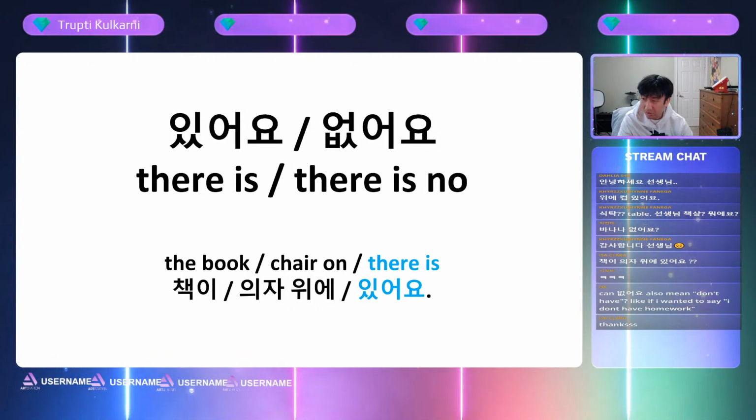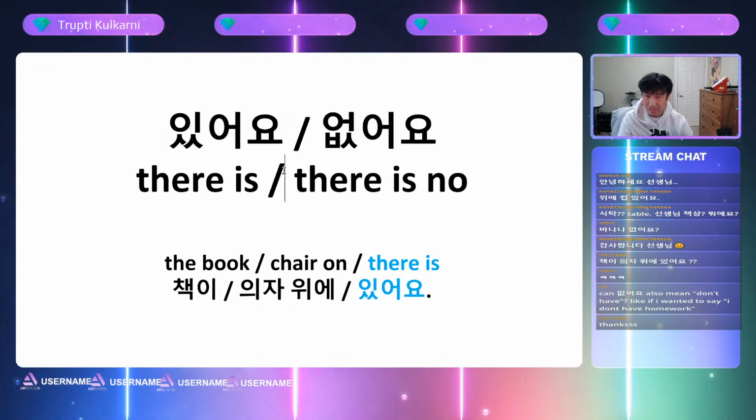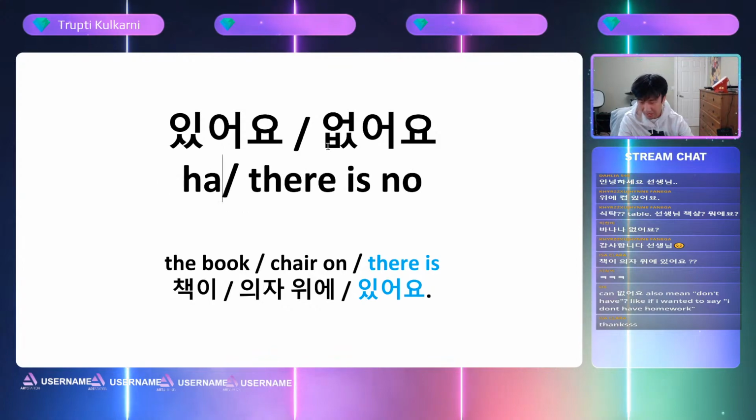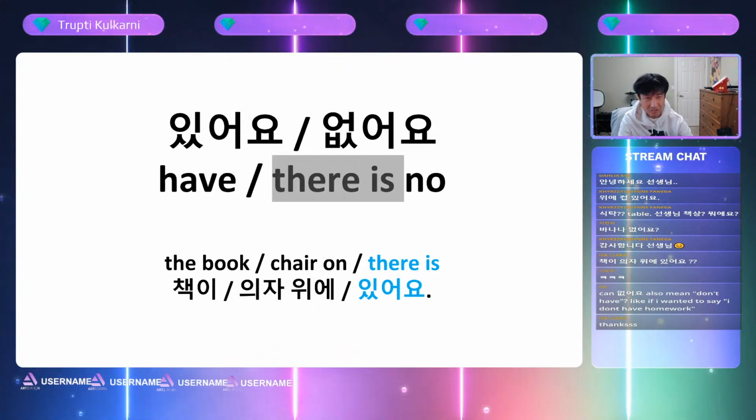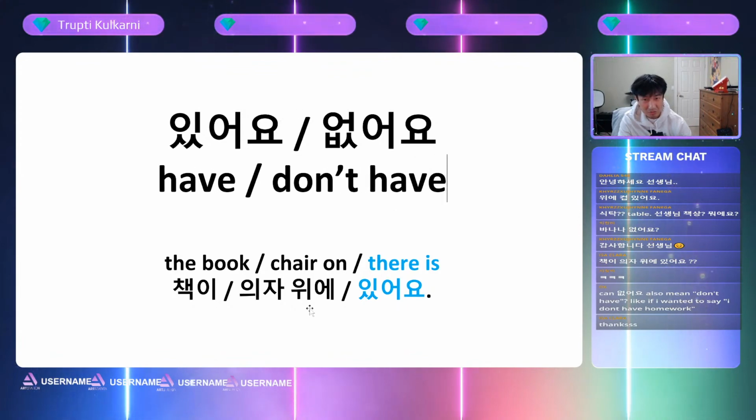Can 없어요 also mean don't have? Oh yeah, so 있어요, 없어요 has double meanings in English. It can mean there is or there is no, but it also means have and don't have. So there's two meanings in English. It kind of translates to two things.